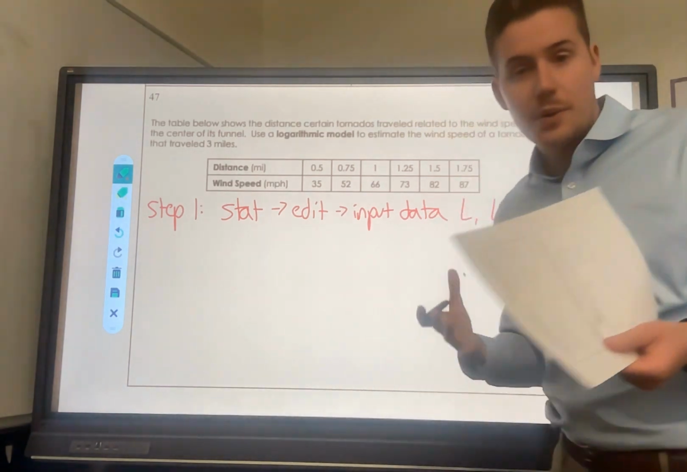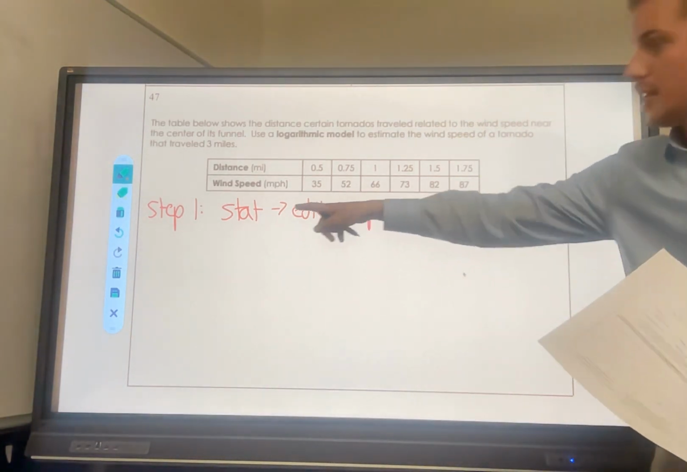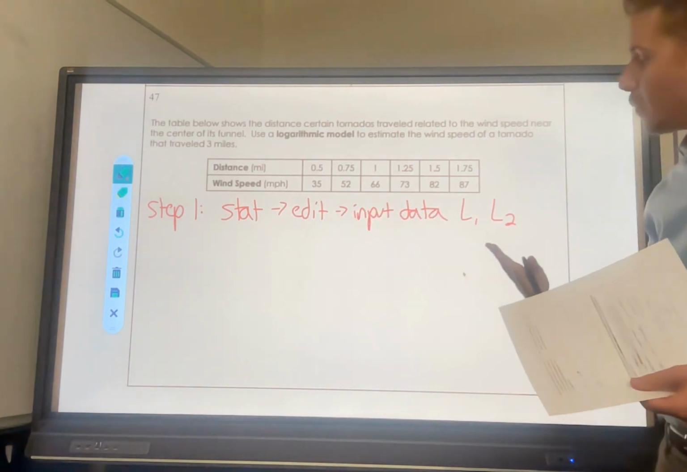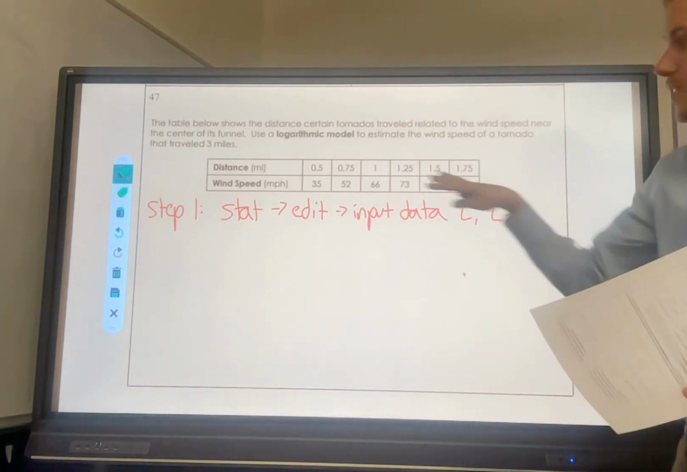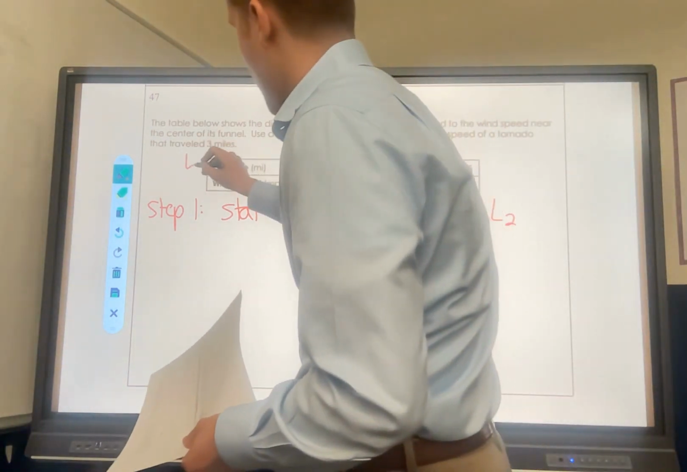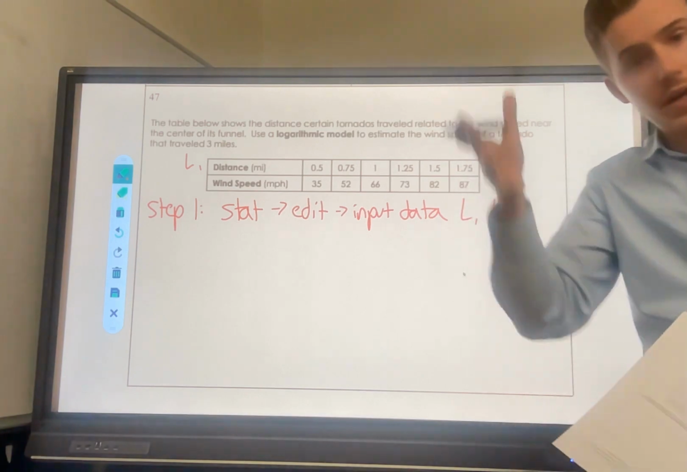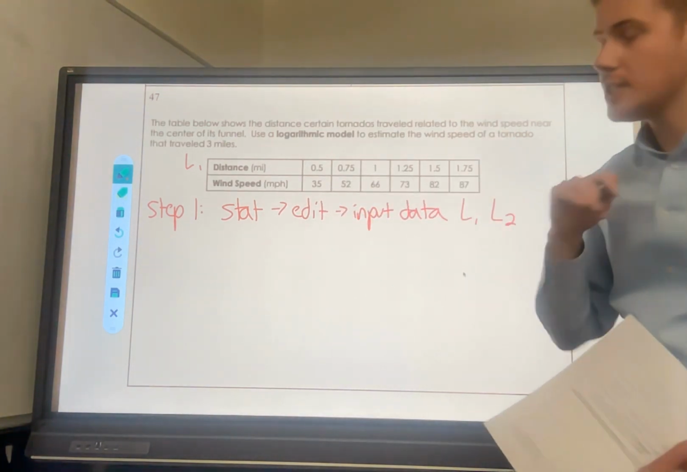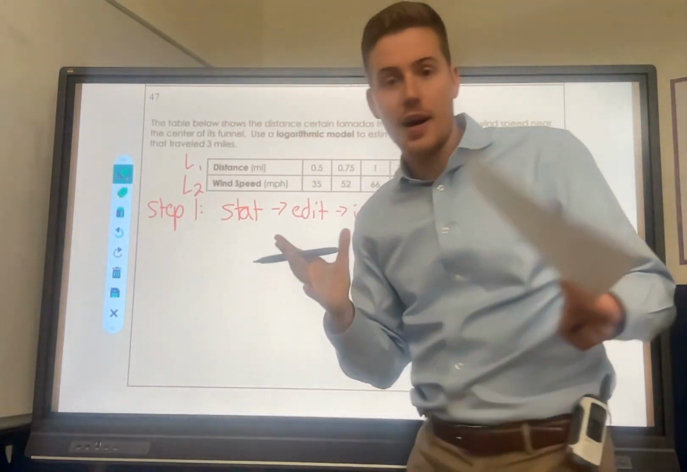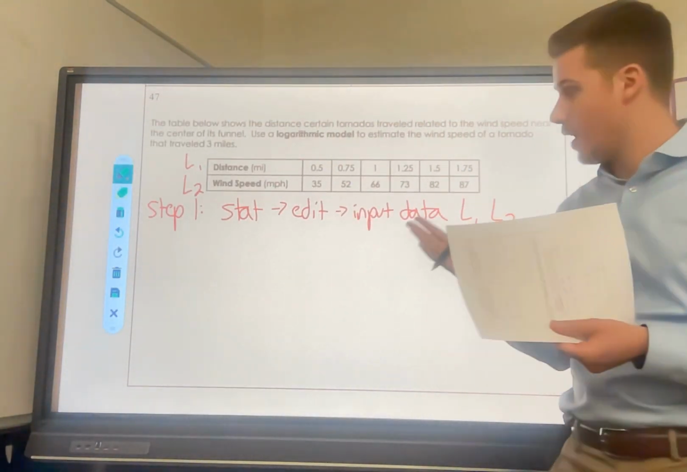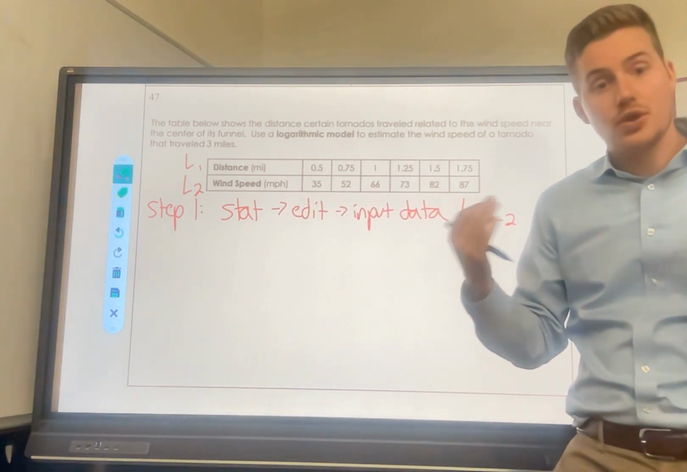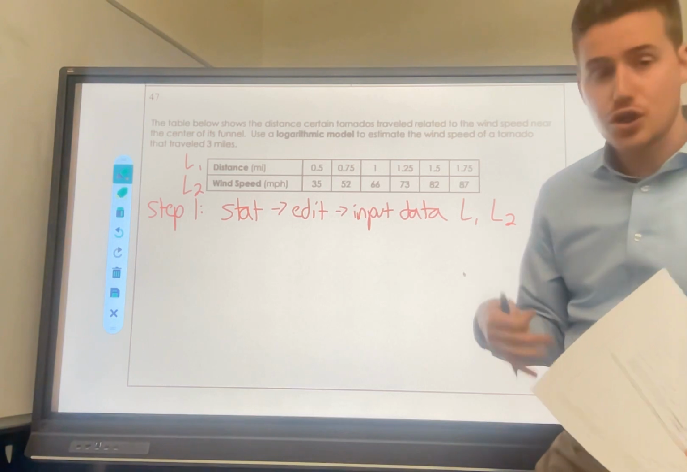Okay, cool. So what I want y'all to do for your step 1 is hit the stat button on your calculator, then hit enter on edit, and then input this data here into L1 and L2. So in this first row, distance will be your L1 column of data, and then your wind speed will be your L2 column. All right, so pause the video right now. Go ahead and input your data into L1 and L2. Hit stat, then edit, put that data in. I'm assuming now you've put the data in. Now let's go to our step 2.